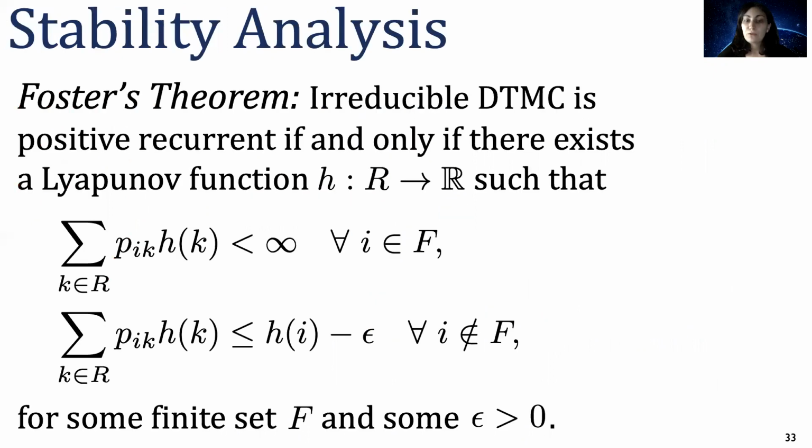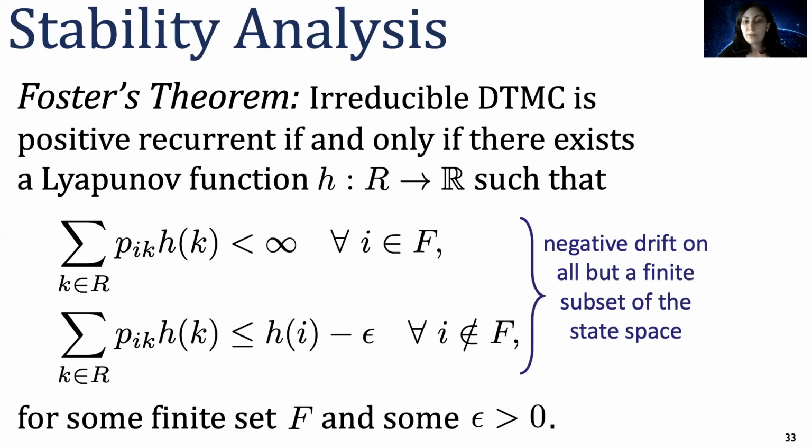One of the most powerful and well-known tools for stability analysis of Markov chains is Foster's theorem, which states that an irreducible discrete time Markov chain is positive recurrent if and only if there exists a Lyapunov function h from the countable state space R to the reals, such that these 2 conditions hold for some finite set F and some epsilon strictly positive. These 2 conditions amount to the requirement that the drift must be negative on all but a finite subset of the state space. Let's examine why we cannot directly apply this theorem to our chain by looking at an example.